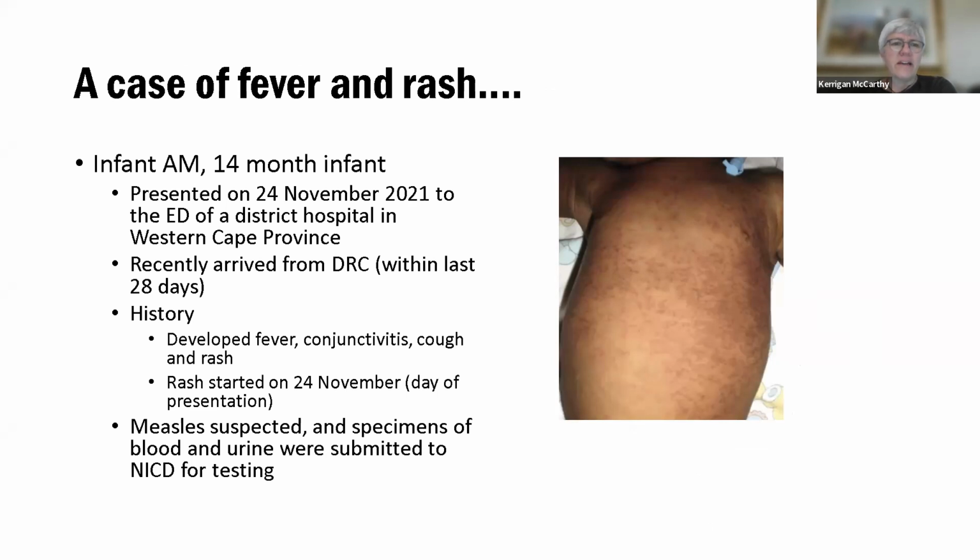The family, within the last 28 days, had recently arrived from the DRC. The child had developed a fever, a conjunctivitis, and a cough. And on the day of presentation to the hospital, the mom noticed this rash, which you see here. And so she took her child to the hospital.